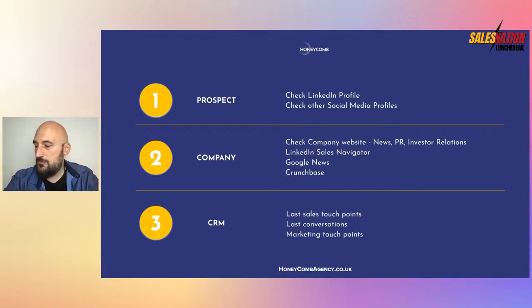And number three, we also encourage our sales teams to double check the CRM, all the information that we have in our CRM, right? What's the last sales touch point? What were the last conversations about? What was the last marketing touch point, or the overall marketing touch points? Which parts of the website did the prospect go to and explore? And we just take that into our discovery call. So that is the preparation side of it.